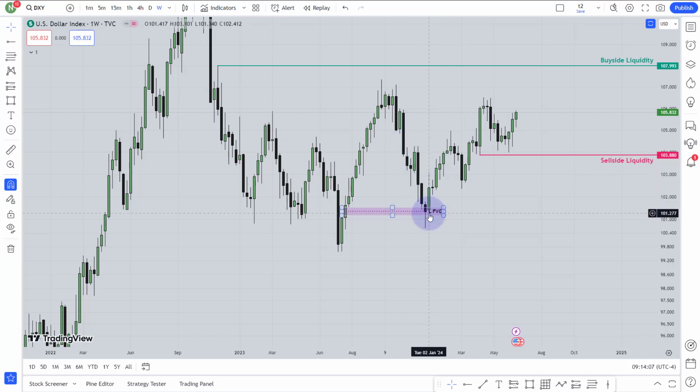What else do you see? After trading this last favorable gap, the market went higher and made an order block over here. So I'm going to mark this order block.